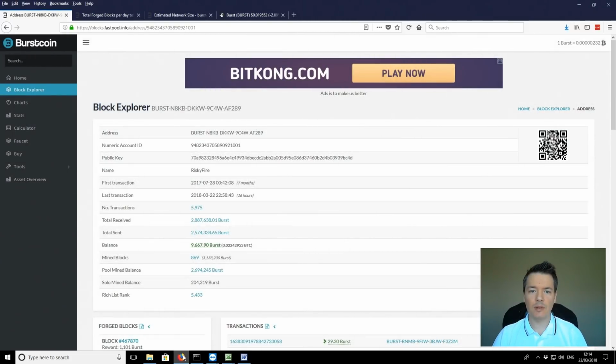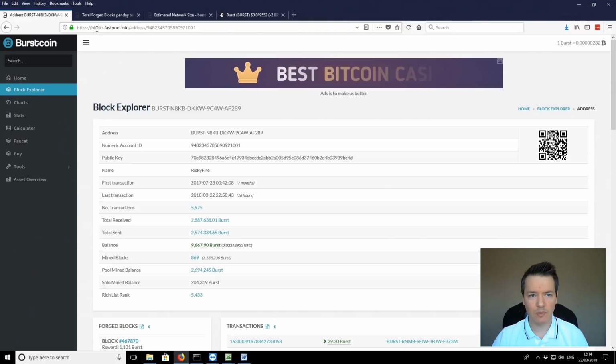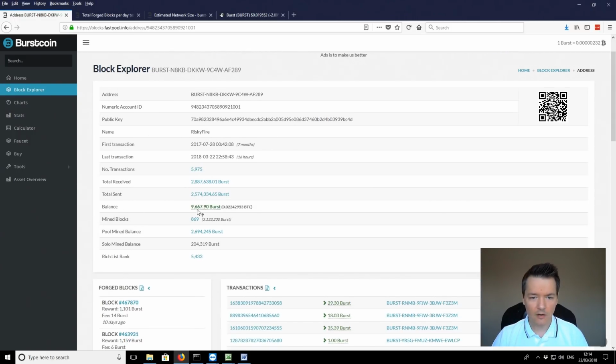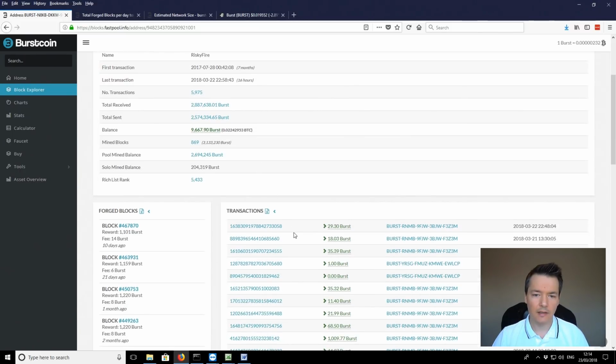So opening up the web browser and taking a look at the Burstcoin Block Explorer. I like this one, blocks at fastpool.info. That works quite well for me. And here we have my Burstcoin address. You'll be quite familiar with that if you've seen a lot of my other videos. So you've got all your usual information, current balance, etc. The reason why I like using this explorer is that I can export my transactions, so I can export the blocks and also the transactions, so it's easy for me to present and show the earnings to you.